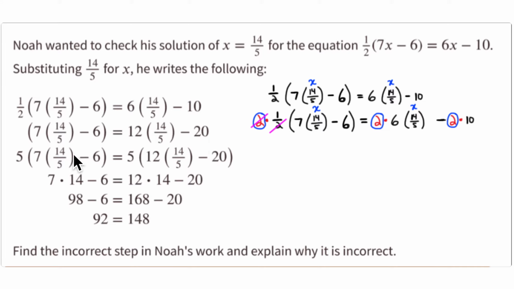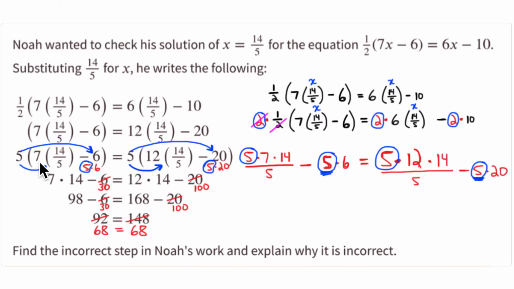But it's interesting because then he wants to use the distributive property to get rid of this 5, and this is where he makes his mistake. So he's going to multiply by 5, so 5 times this term. I'm going to call this a whole term. It's everything inside the parentheses, so 5 times that. And when he does that, he's going to get 5 times 7 times 14, and all of that you can write as being divided by 5.